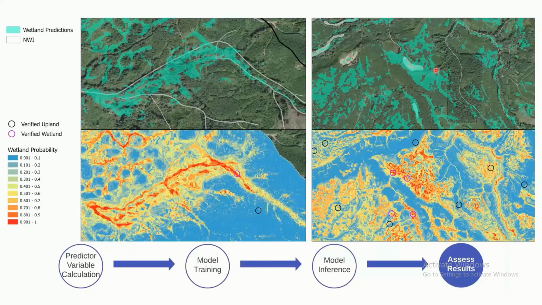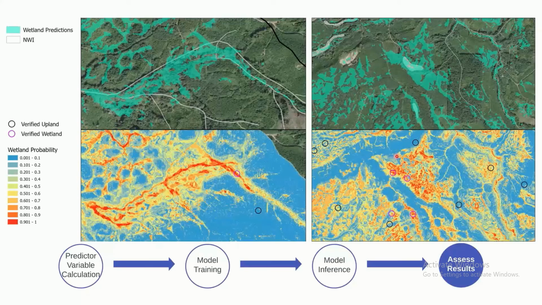Moving over to here, we see another similar observation where NWI has this smaller polygon mapped as a wetland, and WHIM predicts that there is more wetland around it. Two of our verified points are backing up that prediction.